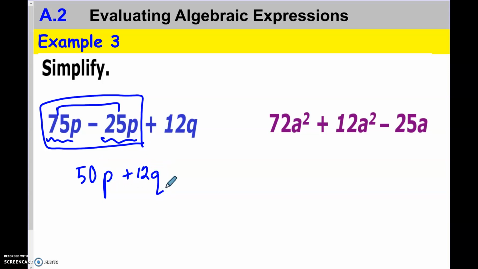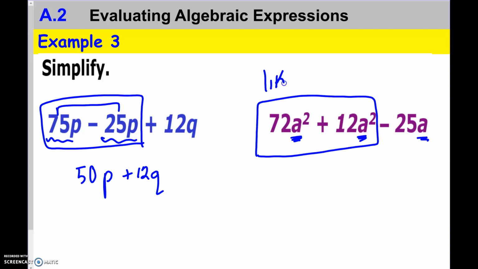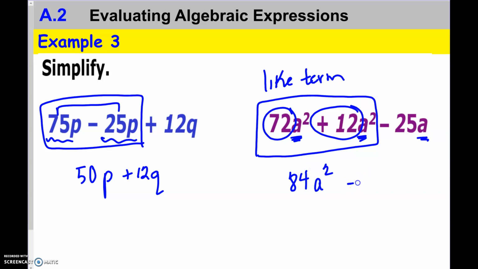All right, and the next one, the purple one, looks like we have an a squared and an a squared and an a. Okay, these first two are what we would call like terms, but just the a is not because it doesn't have that squared with it. So I keep the a squared, and now you do 72 plus 12, and we get 84. So we have 84 a squareds. And then we have to keep our negative 25a.